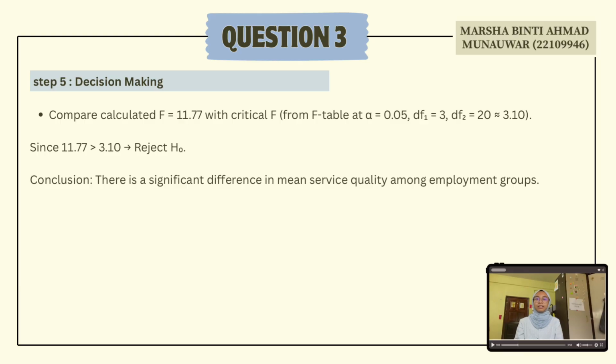Step 5, we make a decision. We compared our calculated F value, 11.77, with the critical F value from the F distribution table, which was 3.10 for our degrees of freedom. Since 11.77 is greater than 3.10, we rejected the null hypothesis. And that's all from me.